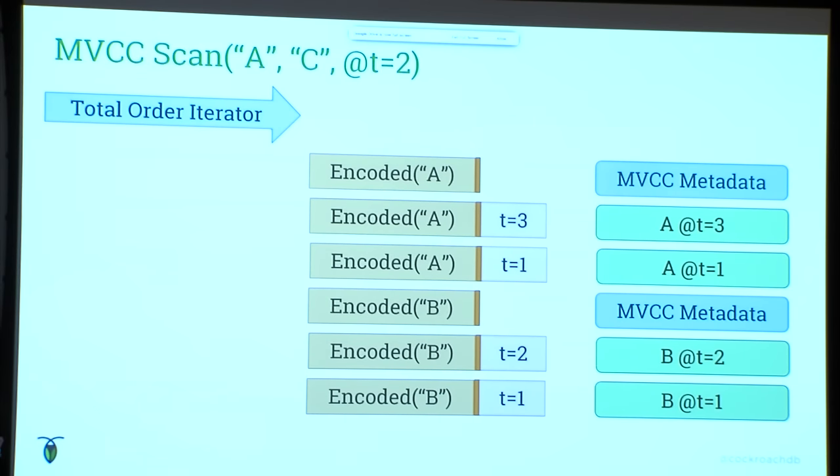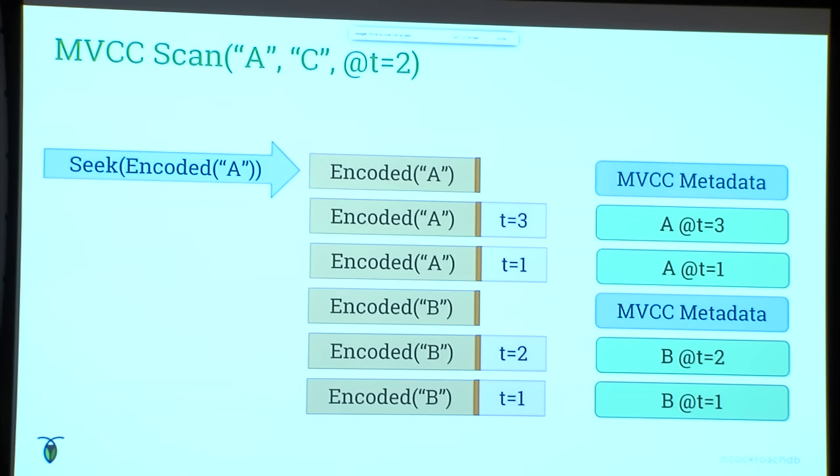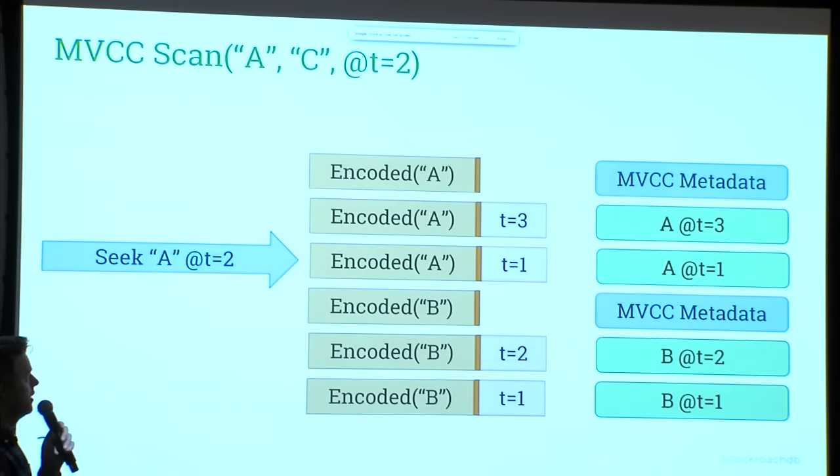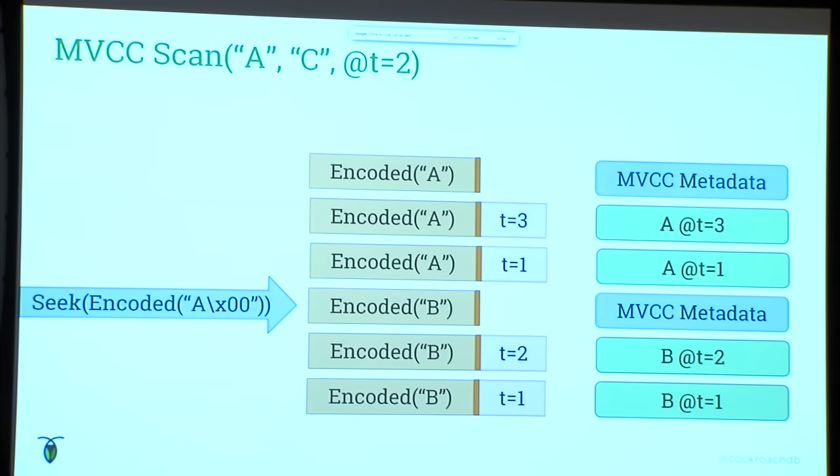So it works very much in the same way, however. If we're going to search for A, we're going to seek to the encoded value of A, which takes us there. Examine the MVCC metadata, and then we're searching at time t equals 2. So we're going to search for the first timestamp that's less than or equal to time t equals 2, which takes us here. We're going to read that, and then what we do is we actually increase the seek to be the next possible key after A. So in this case, it's A with a zero byte after it.